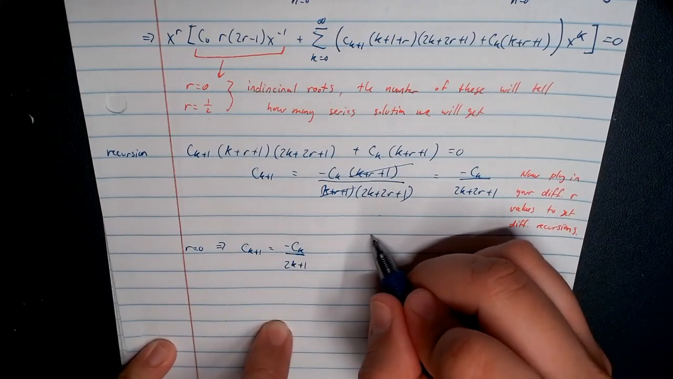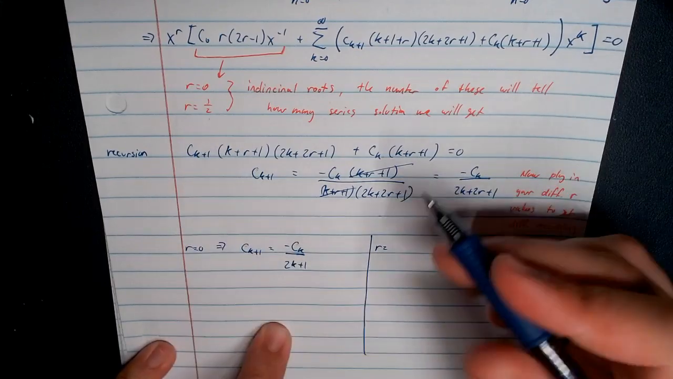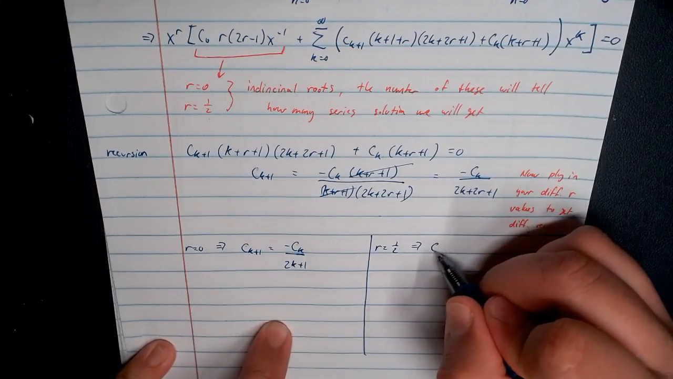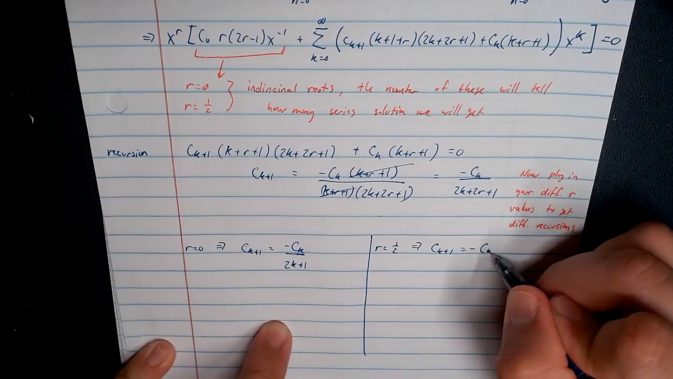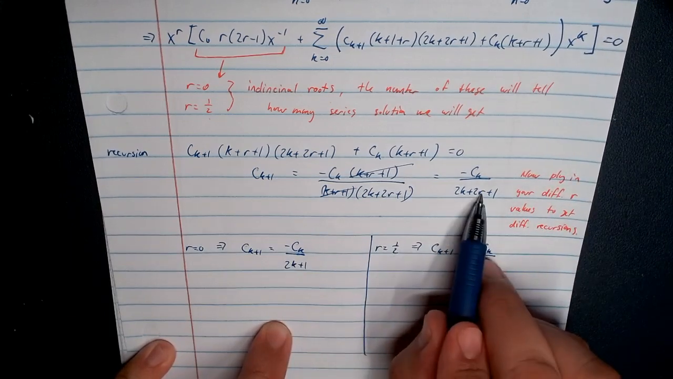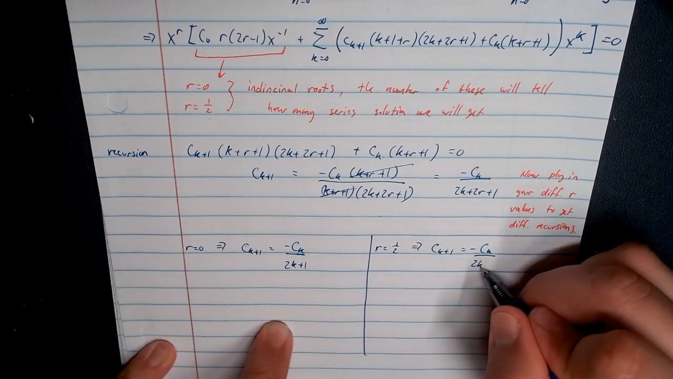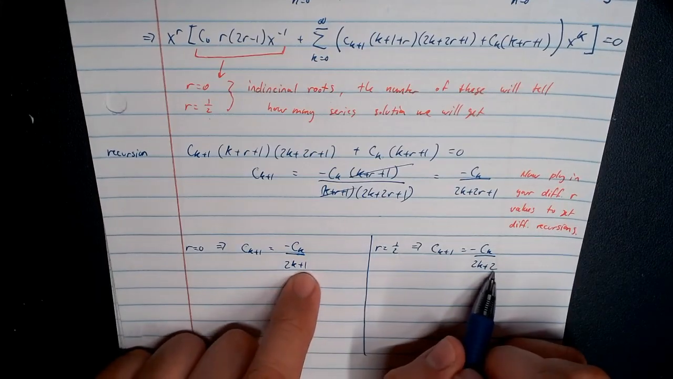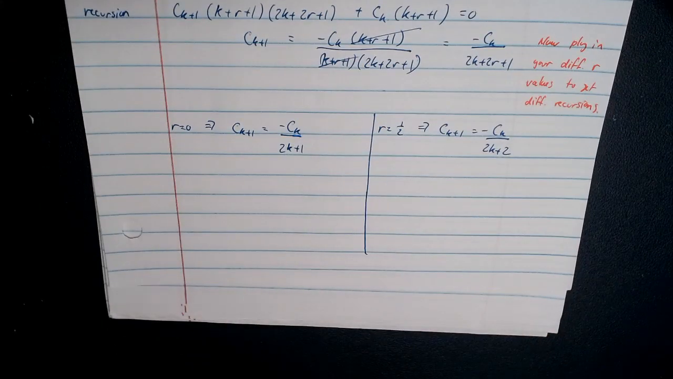On the other hand, if r equals the other possibility, which is a half, then c sub k plus 1 will equal negative c sub k over, you plug in r as a half, so 2 times a half is 1, plus 1 is 2. So 2k plus 2. Kind of anticlimactic, right? They're almost exactly the same, just off by a constant. But that difference is enough to give you two distinct series solutions.